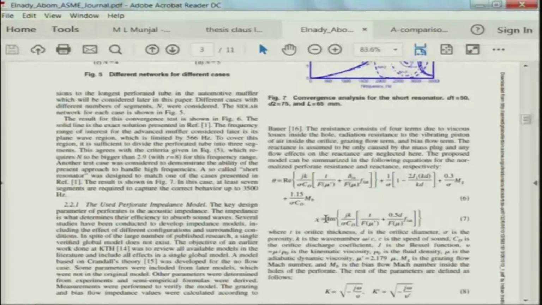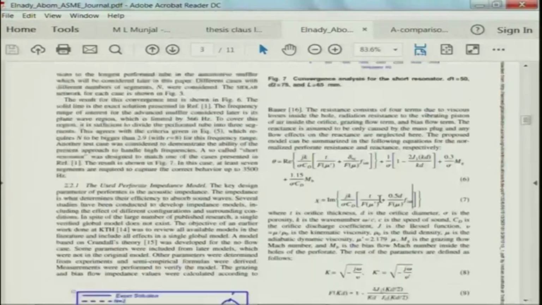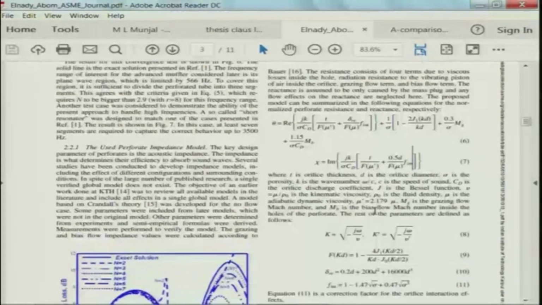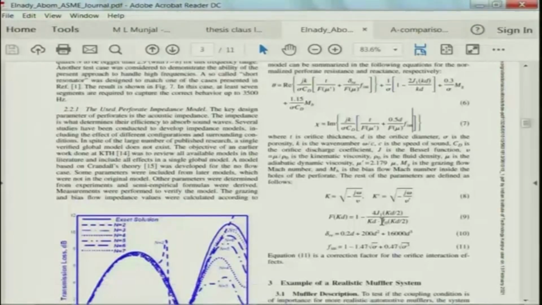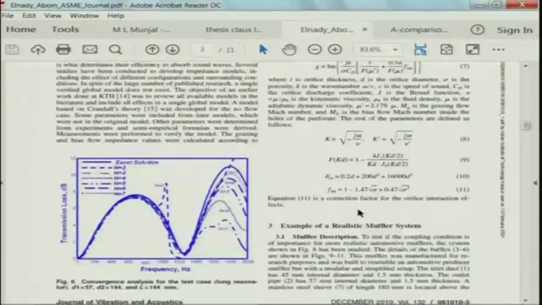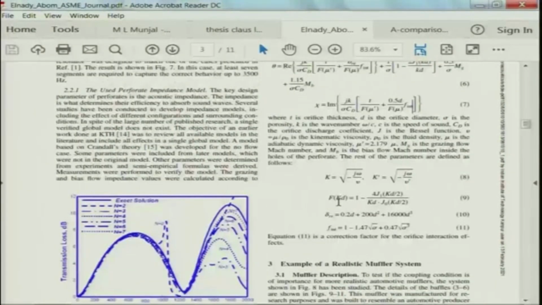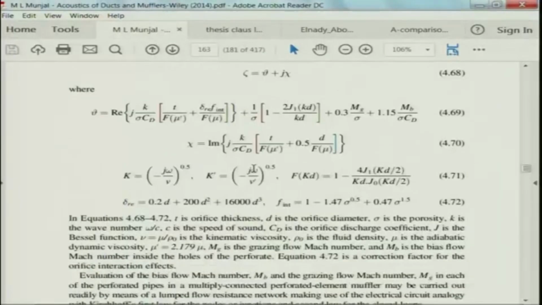And now chi is your imaginary part, or the inductive part; it is also called reactance. The reactance is assumed to be caused only by the mass plug, and any flow effects on the reactance are neglected. So, f, mu dash and so on are all functions derived through a number of theoretical models, and these constants are fitted to some experimental data by these researchers. So, this is one popular expression, and your sigma, which is your porosity.